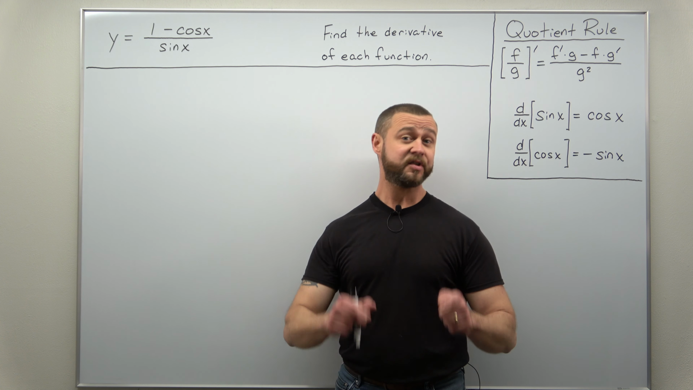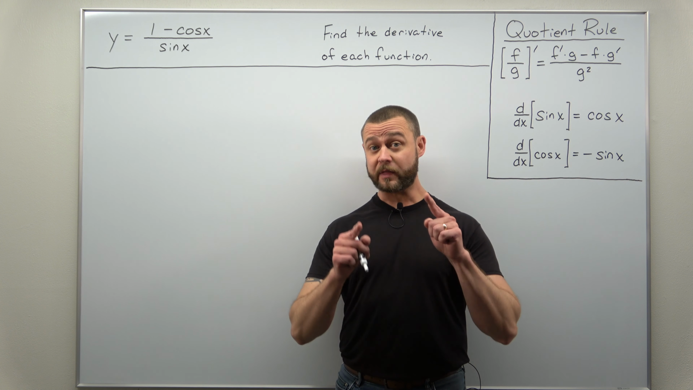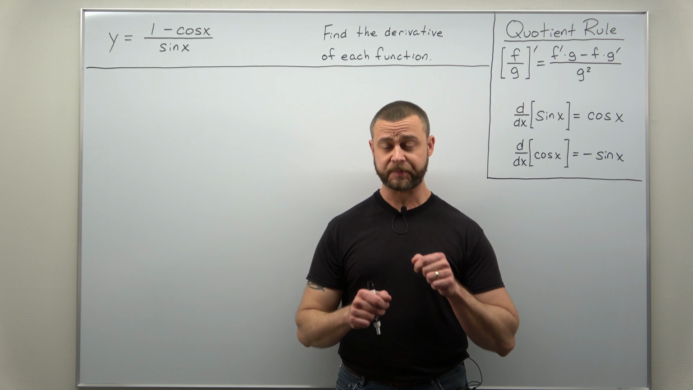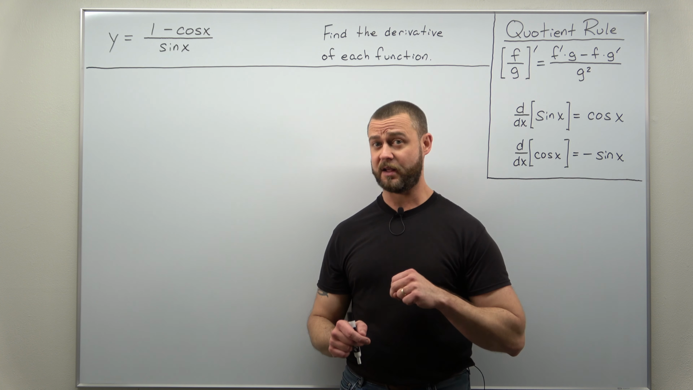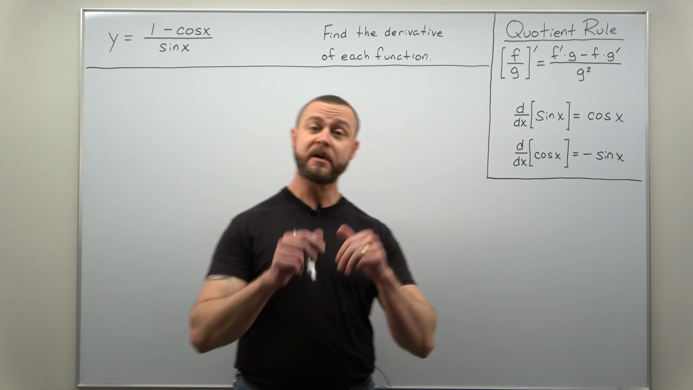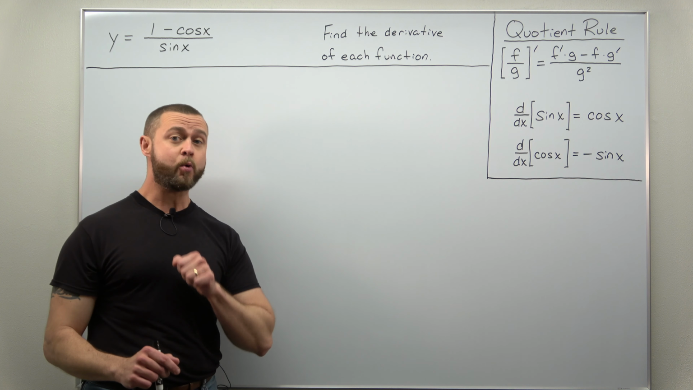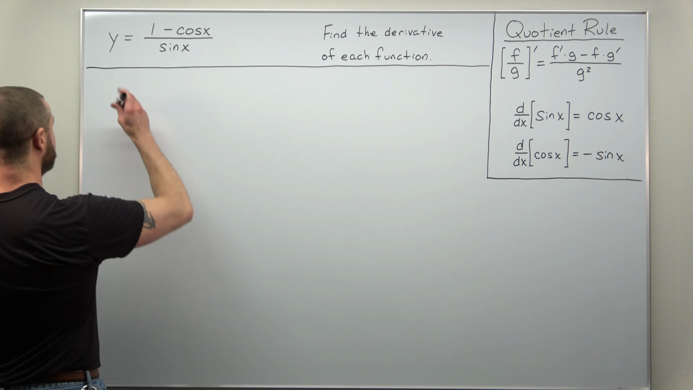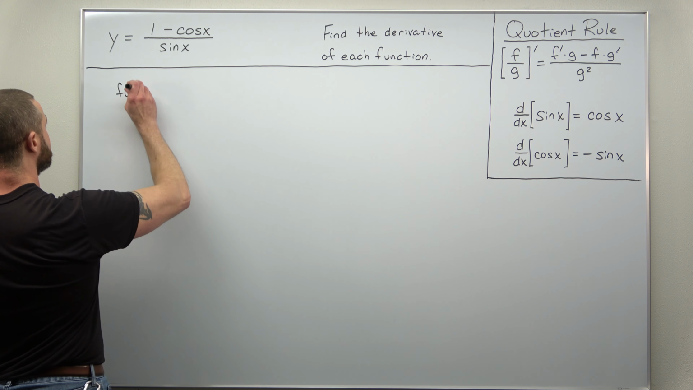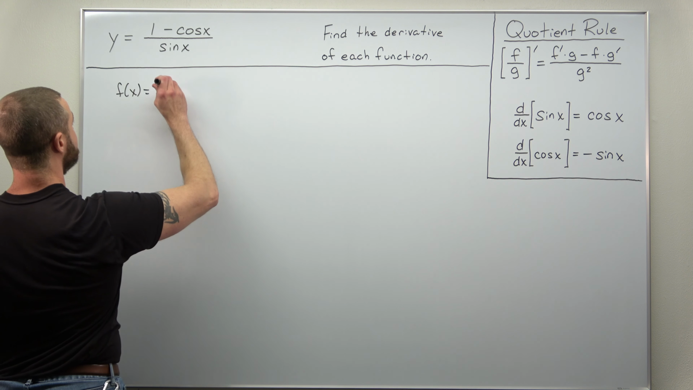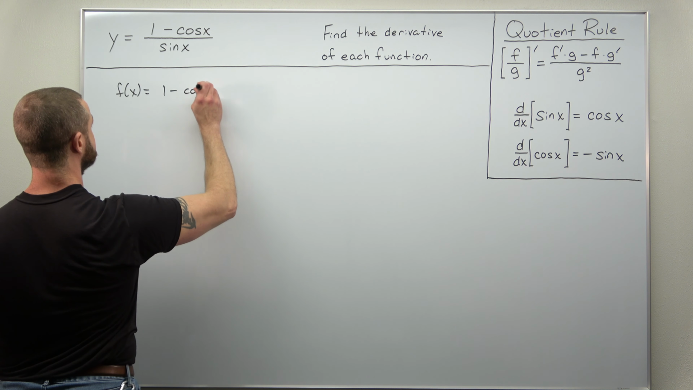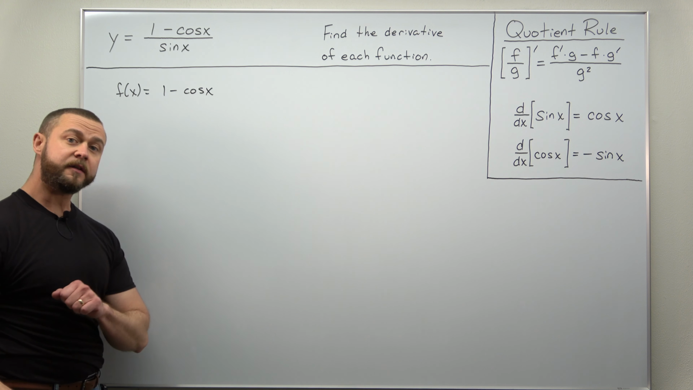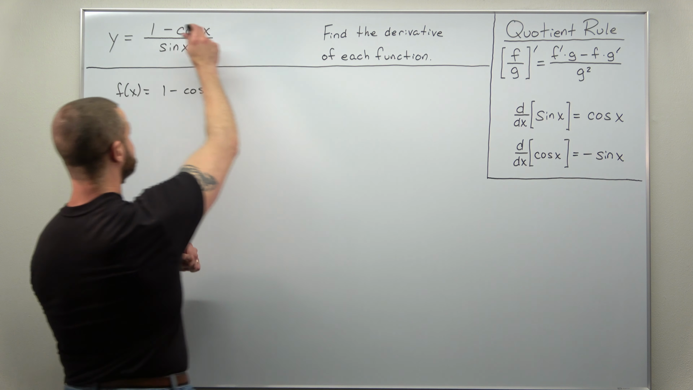Fellow mathematicians, we're going to take a look at a problem involving the quotient rule with trig functions. And we're going to go through this in two ways. The first way will be a straightforward application of the quotient rule with divide and conquer. So let's go ahead and write down the numerator, f. That's going to be 1 minus cosine of x. And the denominator, g, that's going to be sine of x.